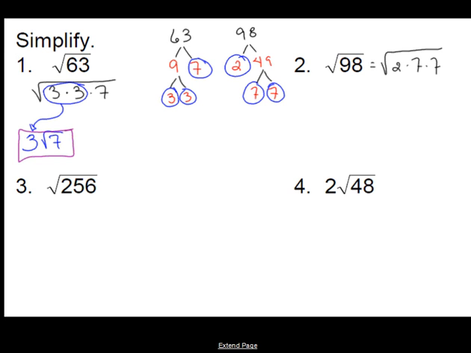Hey, look, these two make a pair. When they make a pair, they can move out front. My 2 is left chilling inside my radical. So the square root of 98 is 7 times the square root of 2.